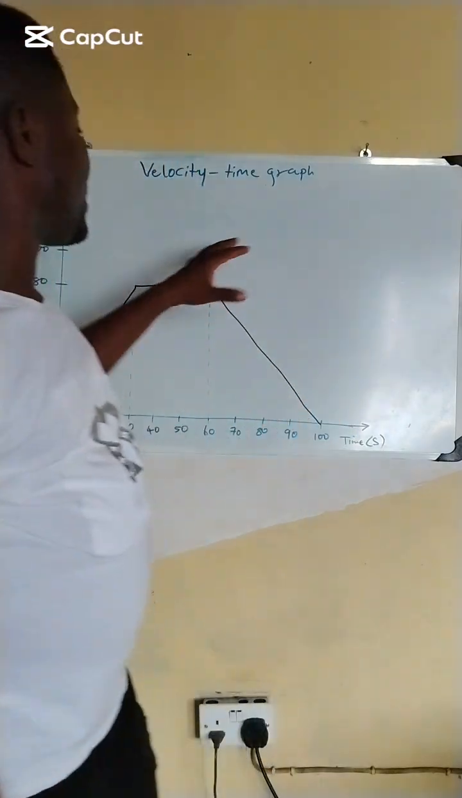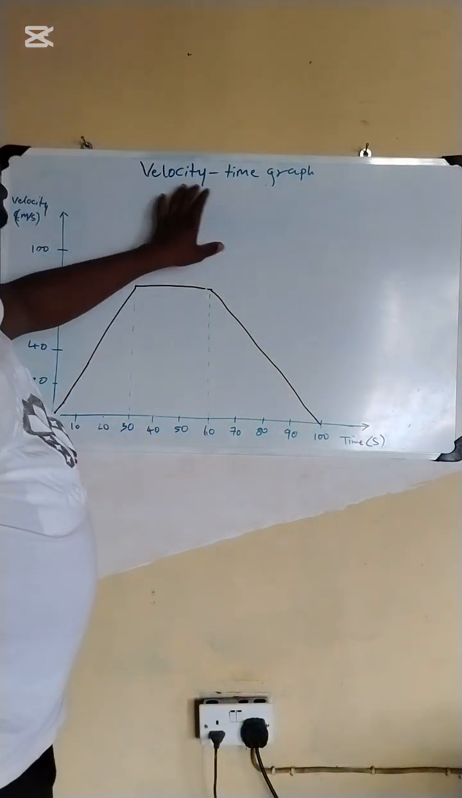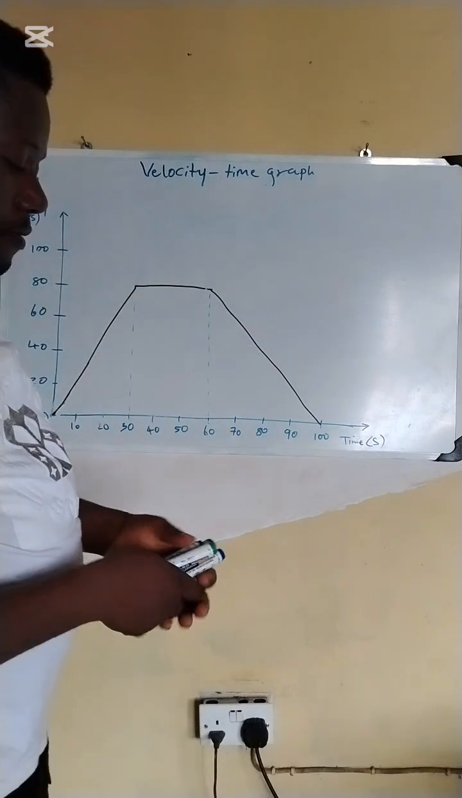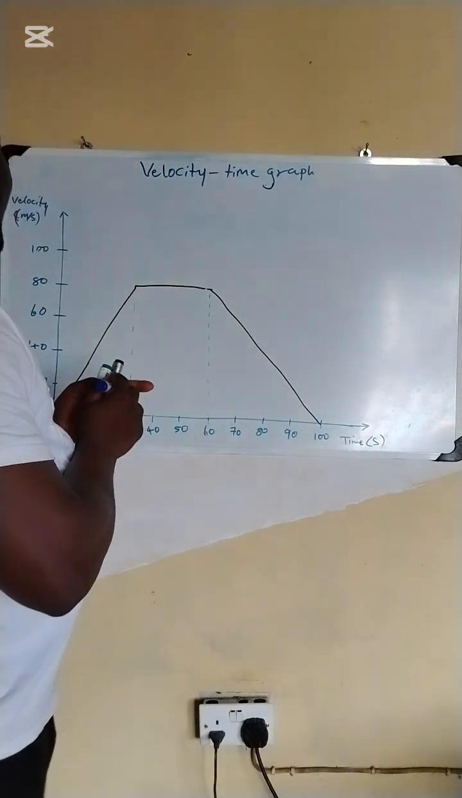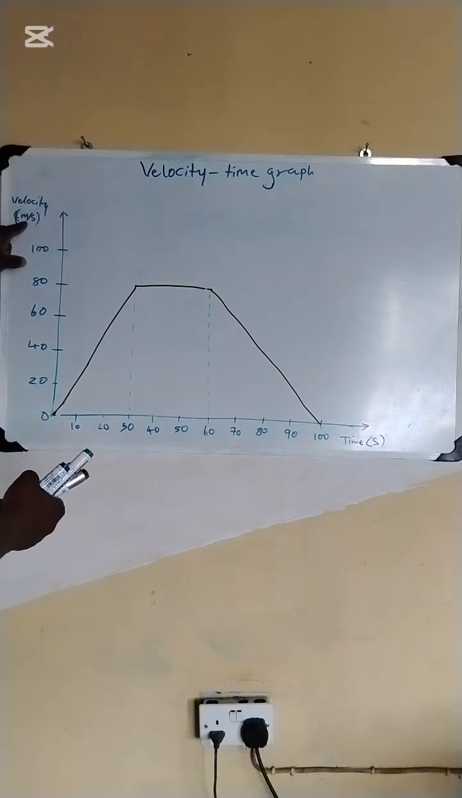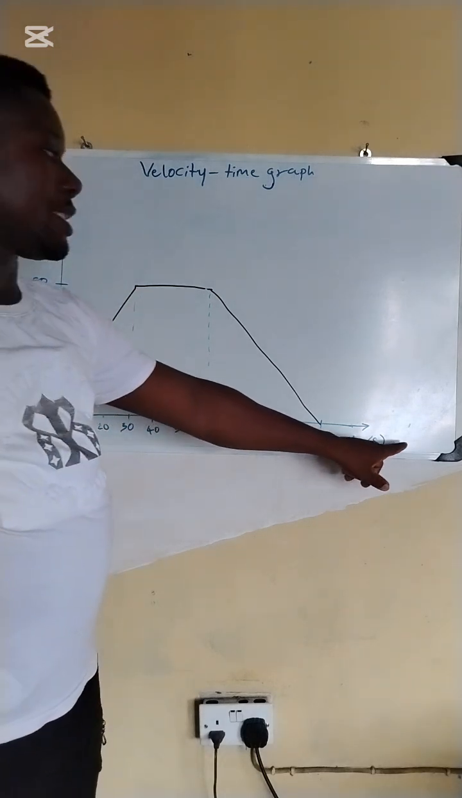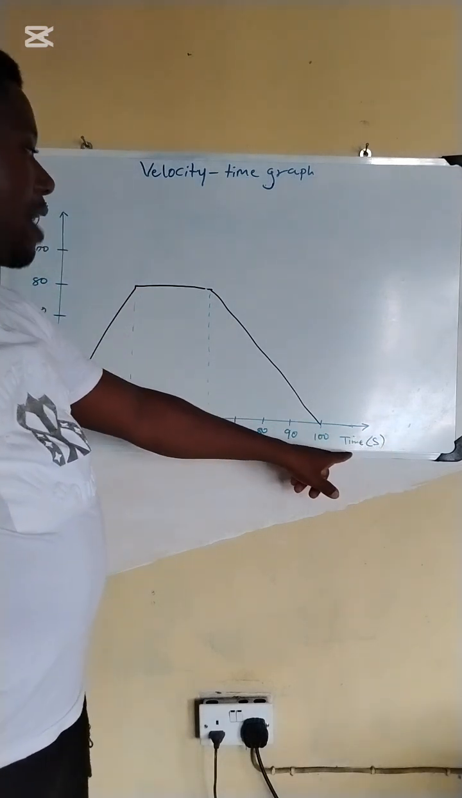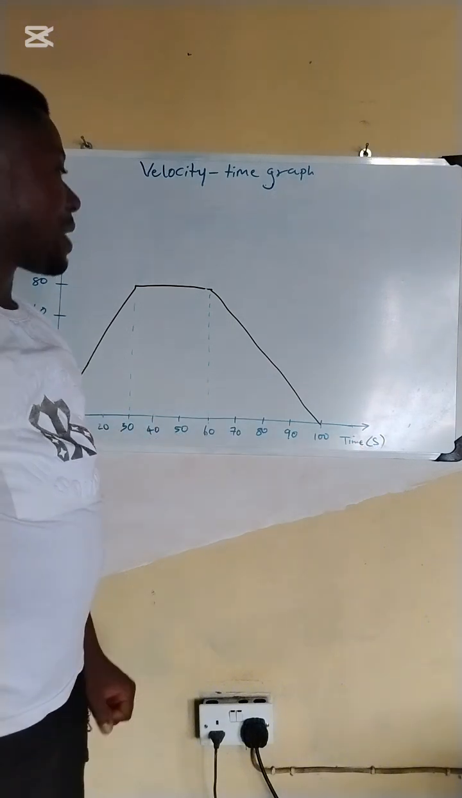We are going to look at the diagram we have here on the board. It is known as a velocity time graph. If you look at the vertical axis, we call it the y-axis, you see that we have velocity in meters per second. Then you come to the x-axis, that's the horizontal axis. We have the time, which is measured in seconds.